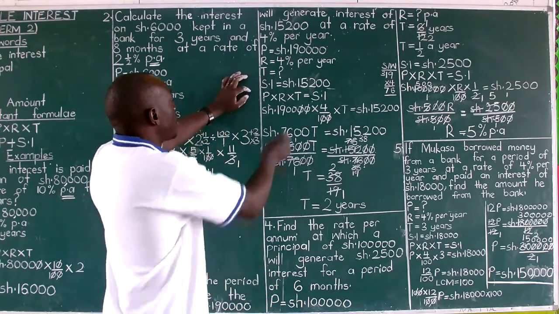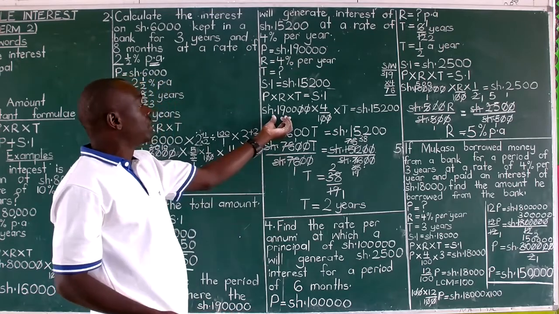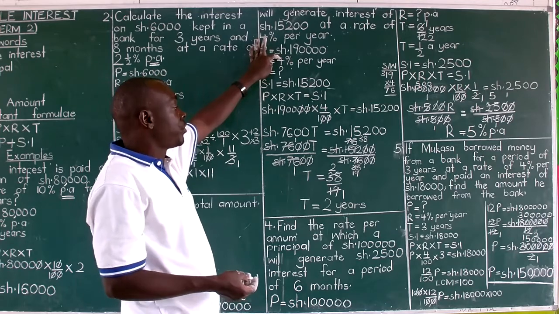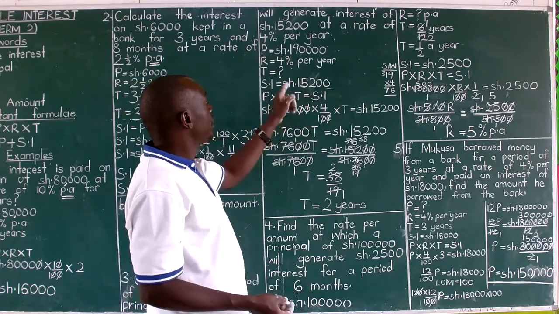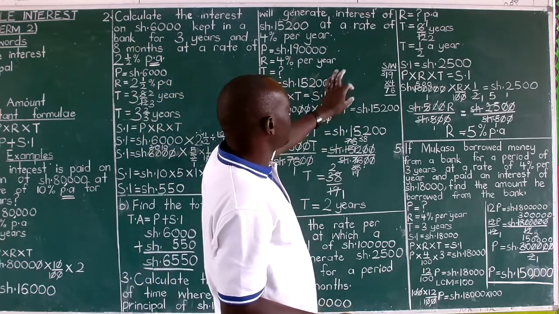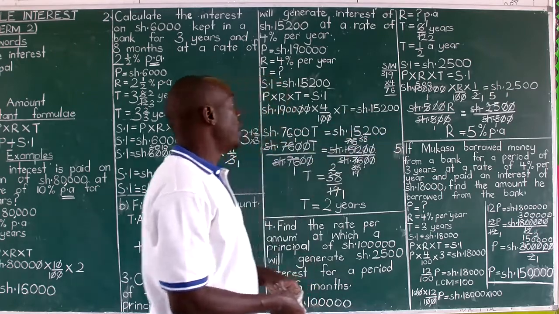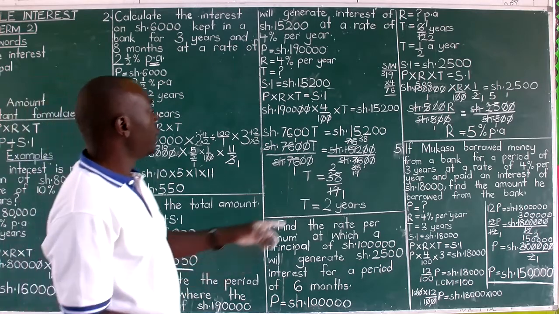Then you are going to substitute accordingly. We know principal as 190,000 shillings. The rate is known as 4%. Remember 4% as a fraction is 4 out of 100, so times 4 out of 100. We don't know time. It remains T, it's unknown. So T, which means time, equals our simple interest of 15,200 shillings. That's the normal substitution. So we are left with the T.